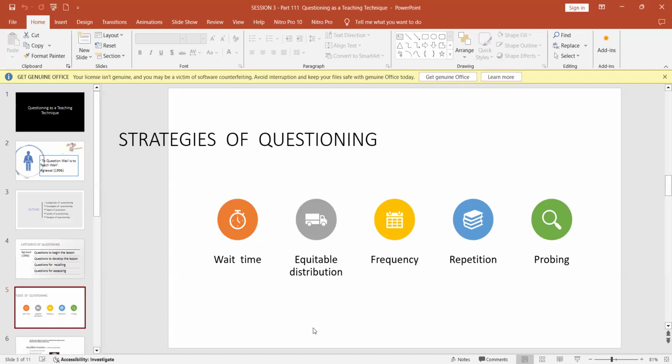Now the third one, frequency. Have a wild guess, what is frequency? Buddhika? How often the teacher asks questions. Very good, very good. Have you done this before anywhere? No, ma'am, I just read the word and told. Yeah, very good. That shows your interest. You're on alert as well.